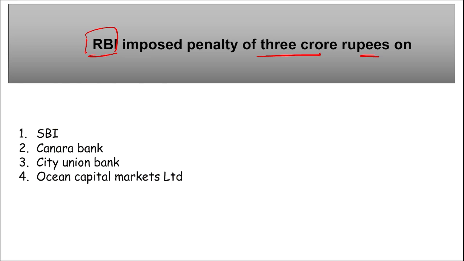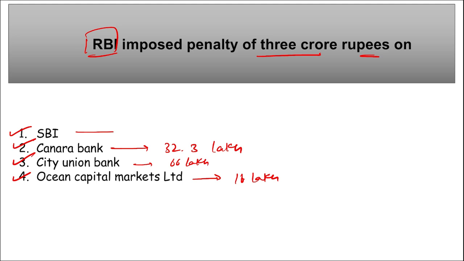So RBI imposed a total penalty of 3 crore rupees. In this, remember, it imposed penalty on SBI, Canara Bank, City Union Bank, and Ocean Capital Markets Limited. If we look at Canara Bank, a penalty of 32.3 lakh was imposed. Then if we talk about Ocean Capital Markets Limited, a penalty of 16 lakh rupees was imposed. For City Union Bank, a penalty of 66 lakh rupees was imposed. And for SBI, a penalty of 2 crore rupees was imposed.